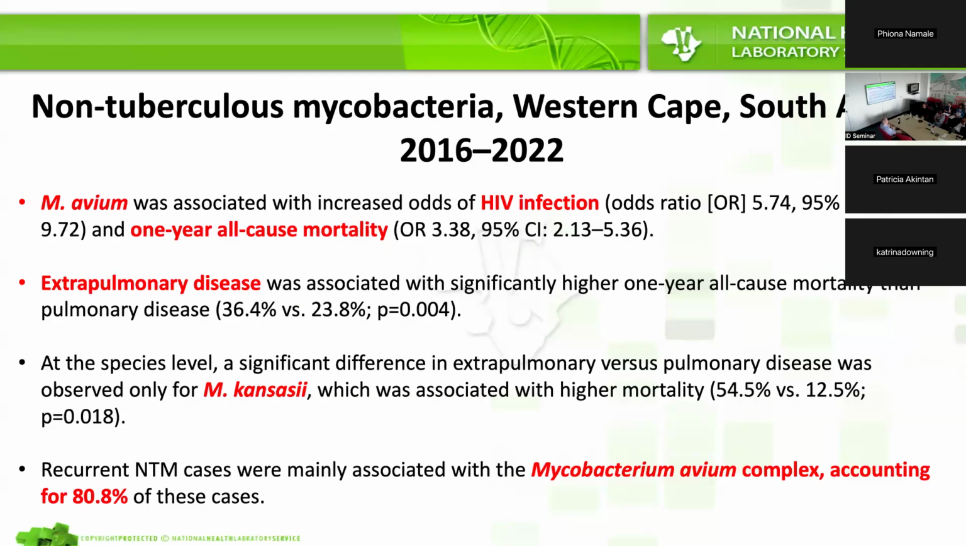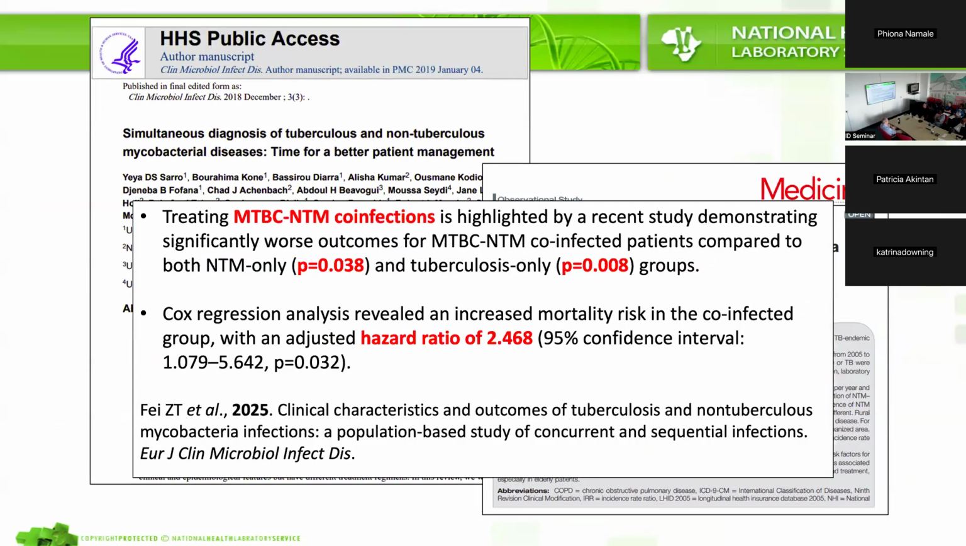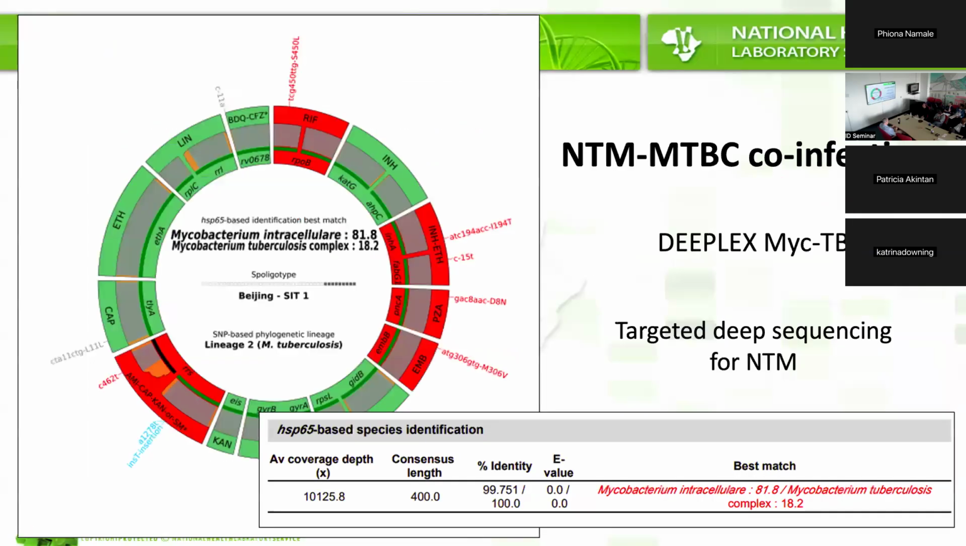And then finally, when it comes to recurrent NTM cases, in keeping with the literature, more than 80% of the time, it was Mycobacterium avium complex. So just one word about co-infections with TB complex and NTM, which is a hot topic these days, a lot of publications going out on that. A recent publication at the end of 2025 did show that if you have the co-infection with TB complex and NTMs, there's a higher chance of mortality compared to the individual groups by themselves. And especially when they stratify it to the elderly age groups above 65 in that specific article.